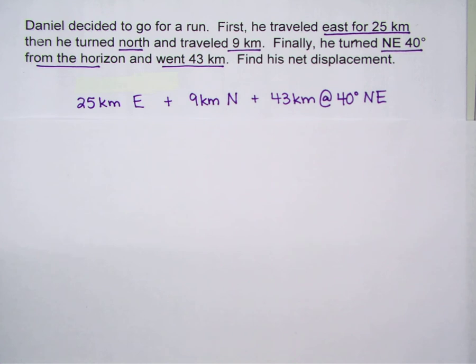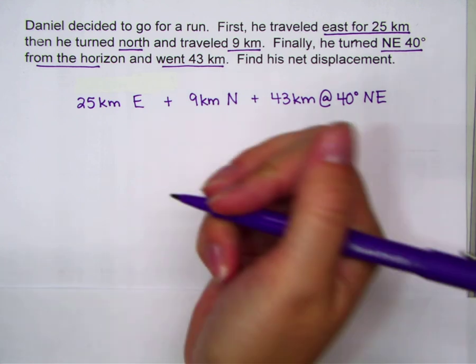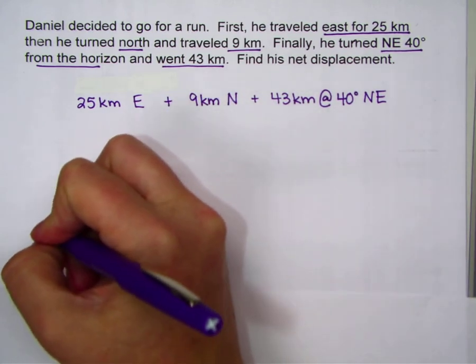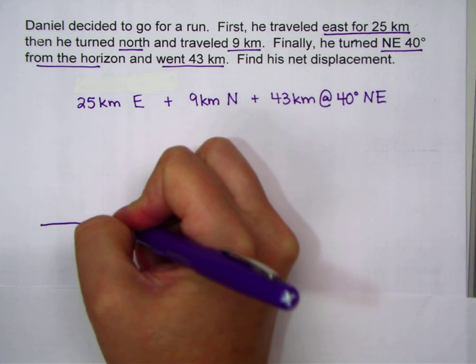So this is when people start having a hard time. They're not all just x or just y. The third vector is both x and y at the same time. So what I like to do first is draw myself a picture. So east, we know, is going to the right. So give yourself enough space.